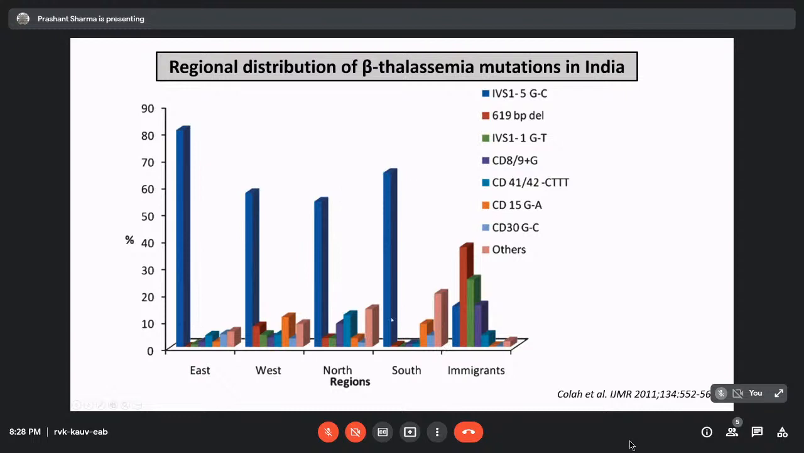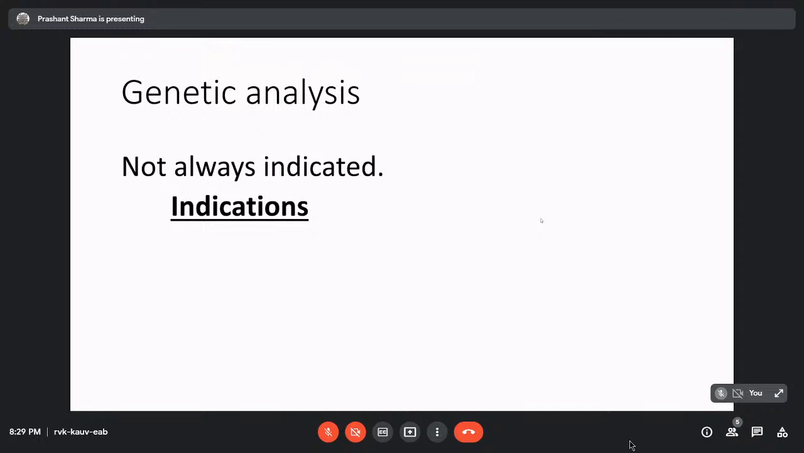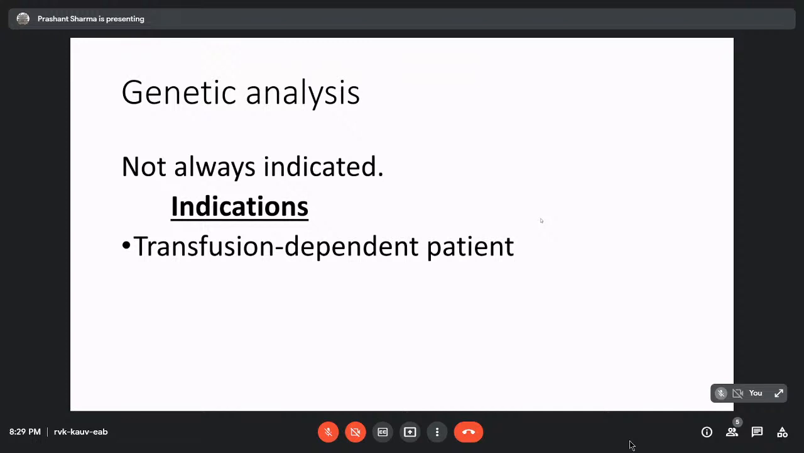And the clear winner in terms of frequency across groups other than immigrants is the IVS15G2C, which we saw was a splice site mutation, followed remotely by 619 base pair deletion, and then another splice site and 2 frame shifts, the codon 89 and 4142. So with this background, let's see how laboratories can go about detecting these. But before we detect these, first let's see if it's required. So genetic diagnosis, remember, is not always indicated in thalassemia. It is indicated mostly in a patient who's transfusion dependent.